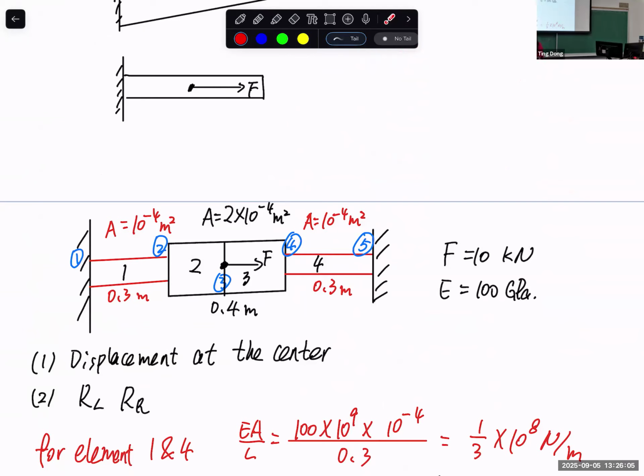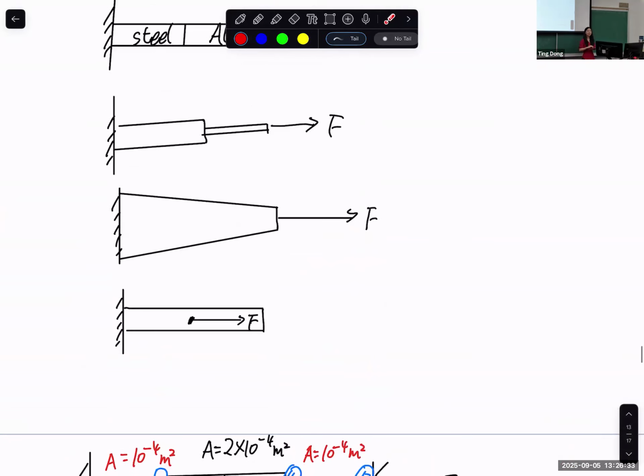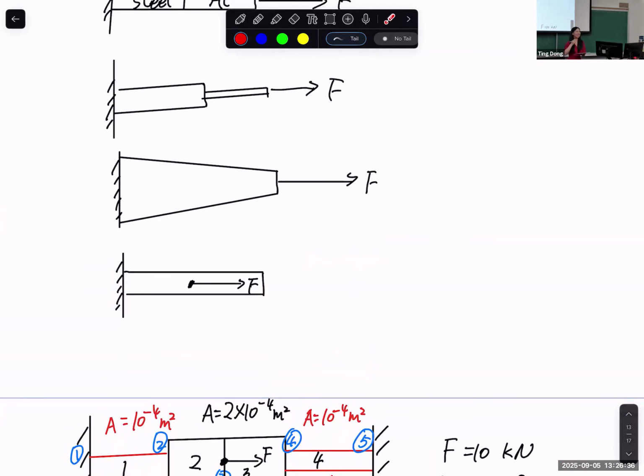Let's forget about FEA and just use mechanics of materials. When you see this structure, do you know what the reaction force is? Forget about FEA for now. What is the reaction on the left side and the right side? On the left side, it should be 10 kilonewtons going this way, and on the right side, 10 kilonewtons going this way.